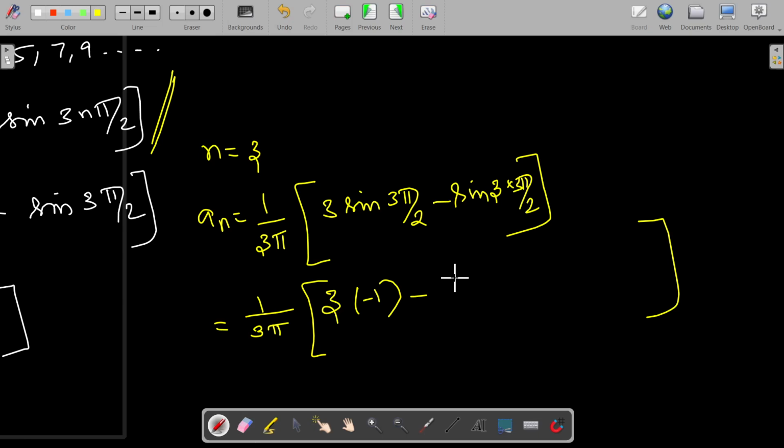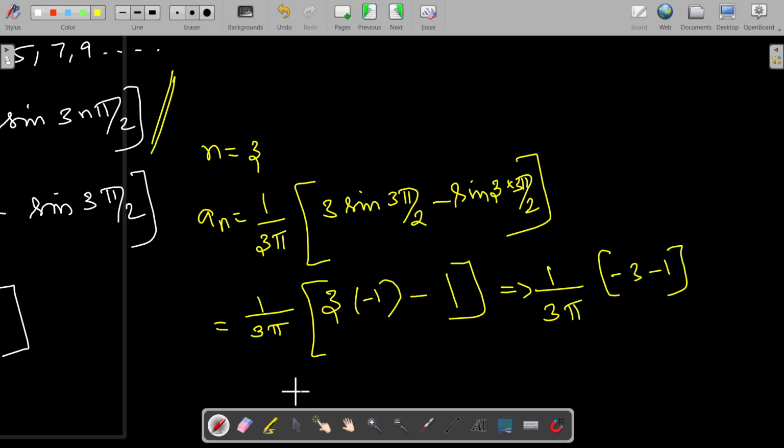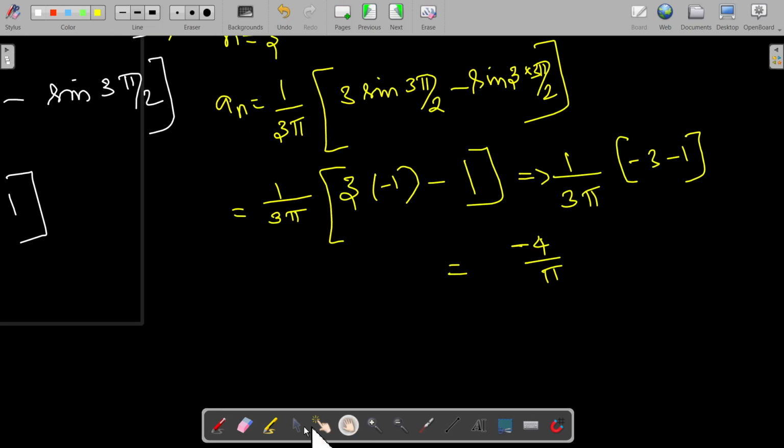It is 1. Okay. Sine 90 is 1. So what's the answer you get for this? 1 by 3 pi into minus 3 minus 1. So it becomes minus 4 by pi. So this is the value for A3.